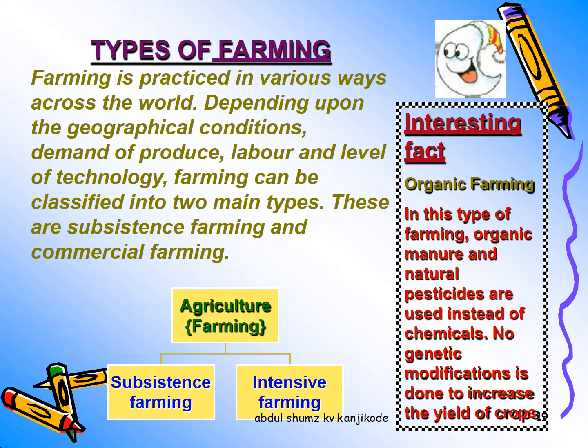Next one is types of farming. Now, farming is practiced in various ways across the world. Depending upon the geographical conditions, demand of produce, labor, and level of technology, farming can be classified into two main types. They are subsistence farming and commercial farming. Now, let us study in detail what are the two types of farming.